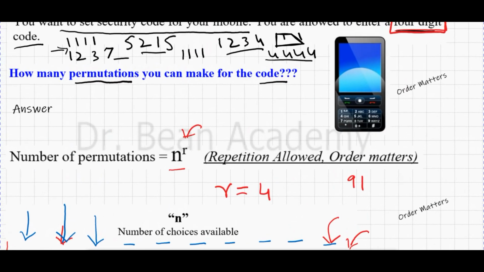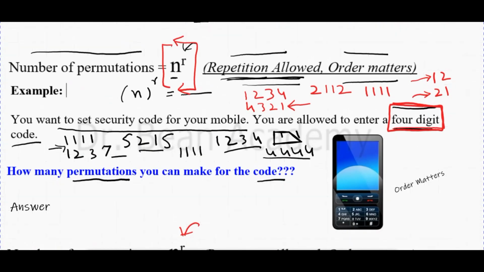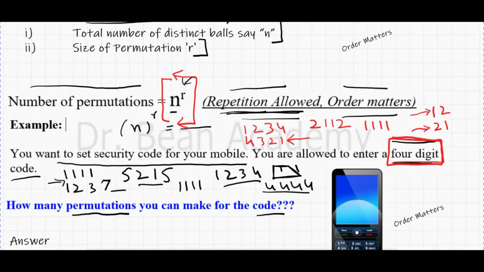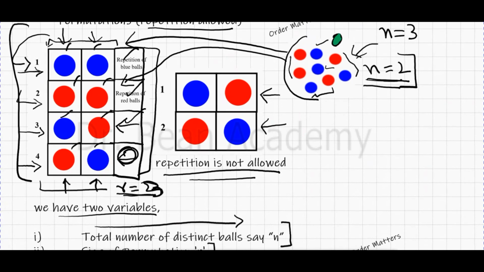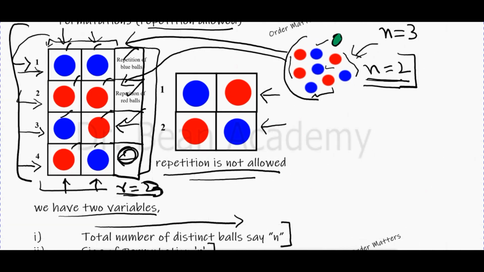So let's go back to our initial example to verify that this formula really works. So here we have n equals 2 because we had red and blue balls. So n equals 2 and then we made a permutation of 2. The size of the permutation was 2. So n is equal to 2 and r was also equal to 2.